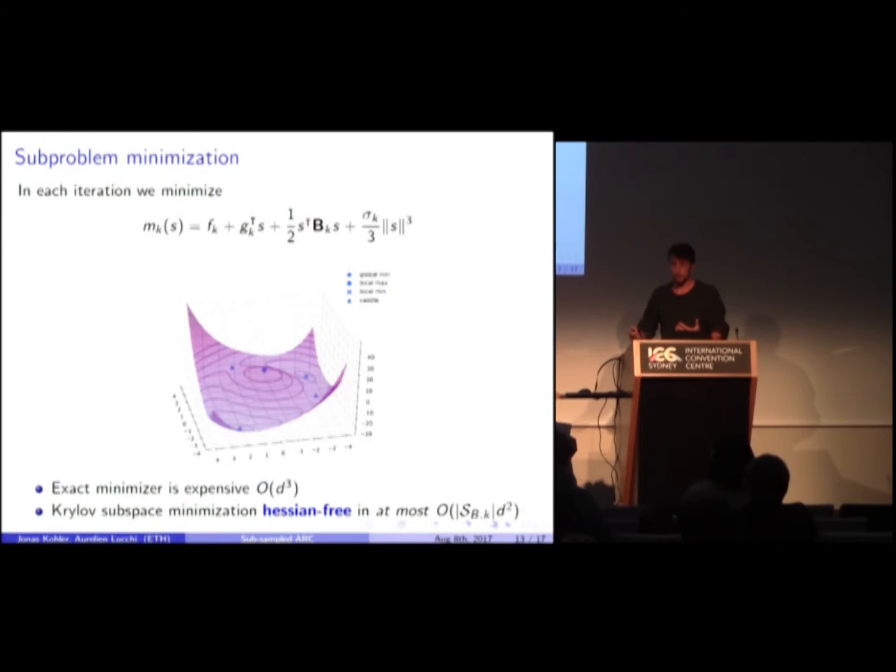It might be less than d, thanks. It's often less than d in the first iterations, but in the worst case, it's d squared. And actually, the convergence of this Krylov subspace process is not yet well understood. So that's an interesting point for future research as well.